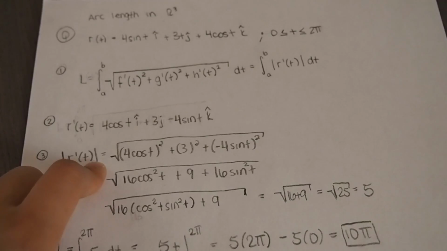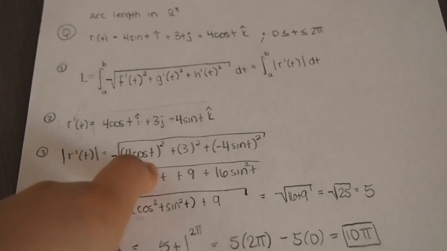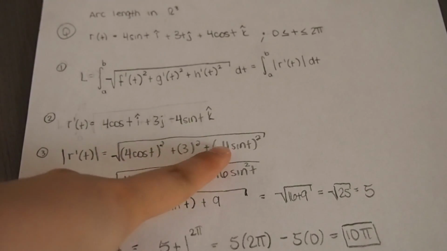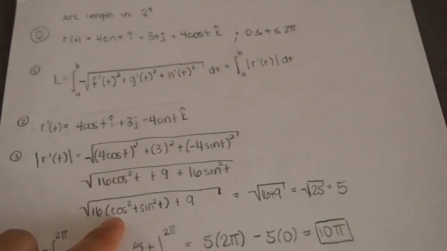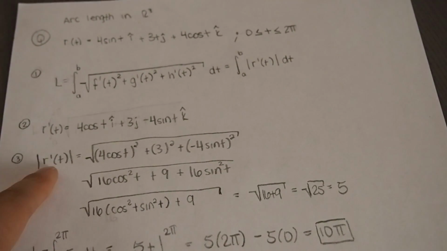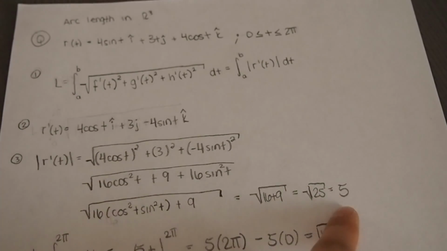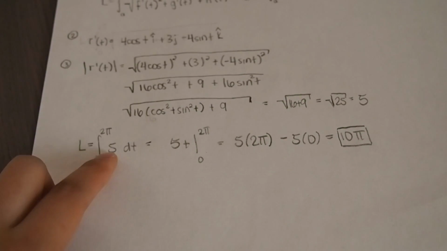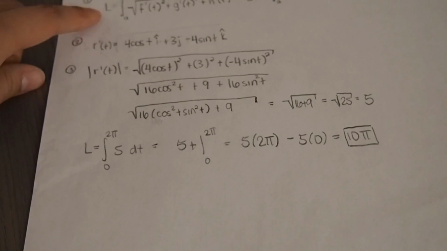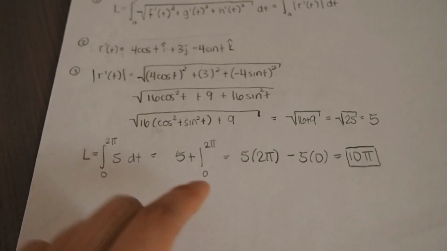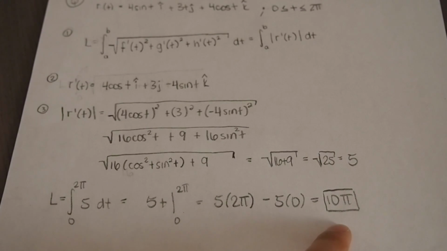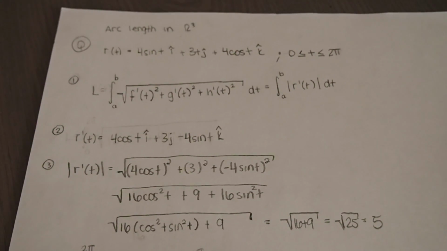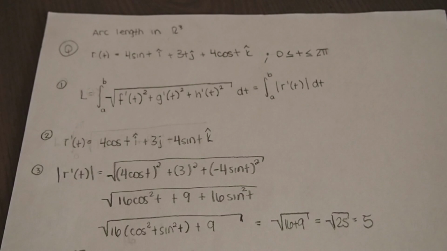When we try to find that, we plug in the x component, y component, and z component and simplify, and we get that the magnitude of the derivative of r(t) equals 5. Plugging that 5 into the original equation, we get that the arc length in R3 for this problem will be 10 pi. So try to do this question on your own and then check back with this answer later.